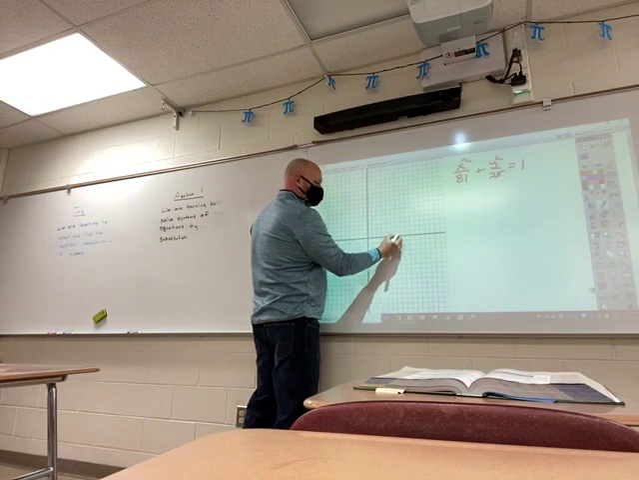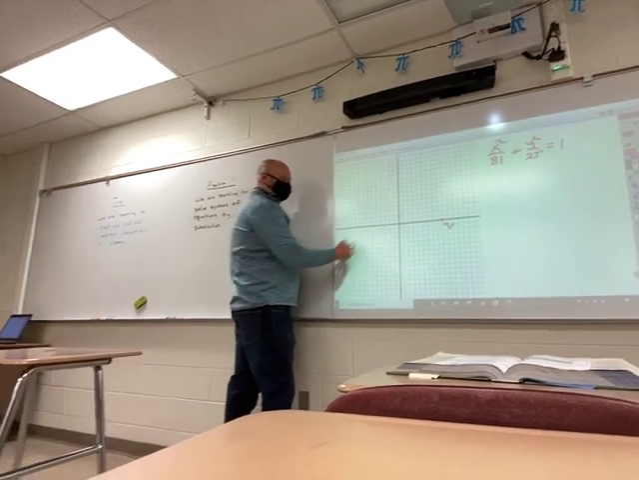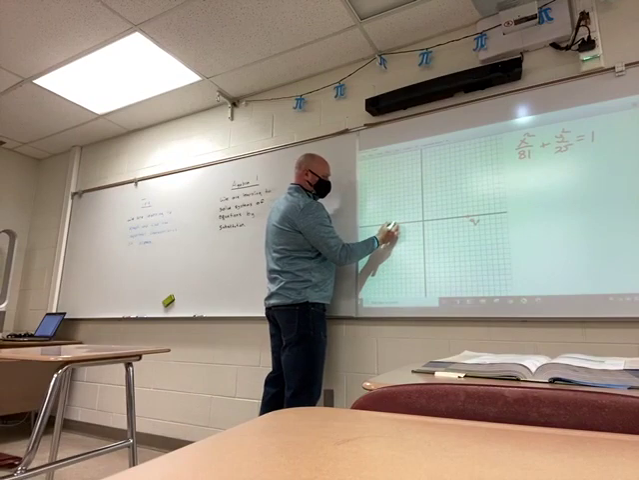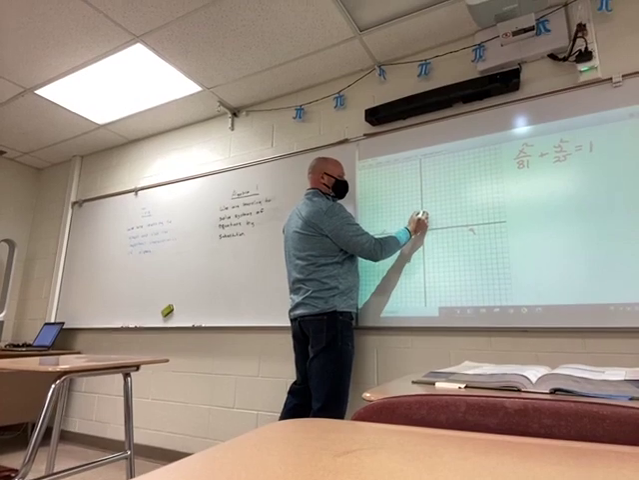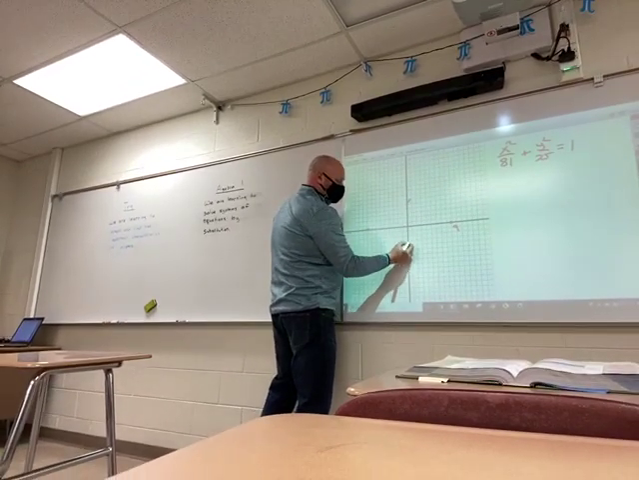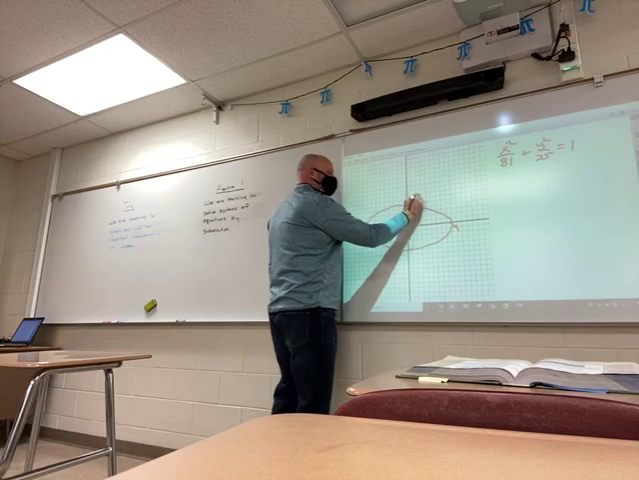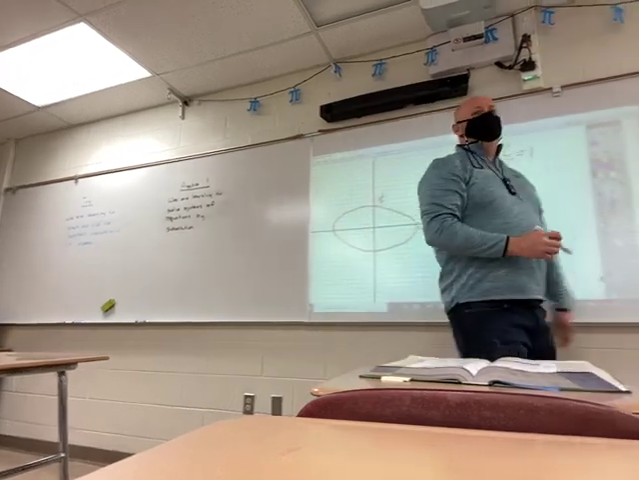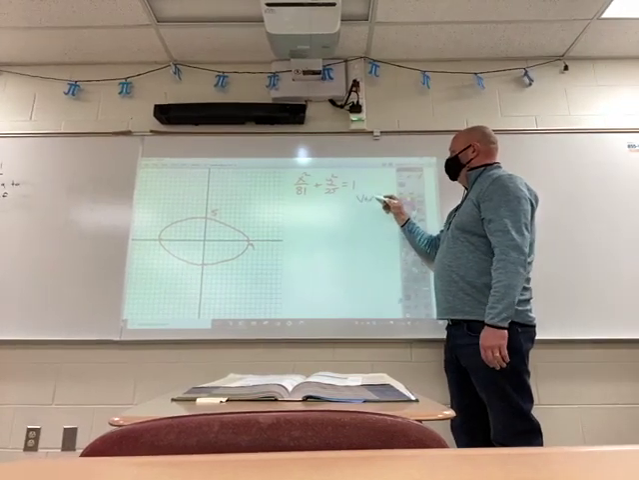9. One. And then up and down. Up and down 5. So there's our ellipse. So we've got to label our vertices.